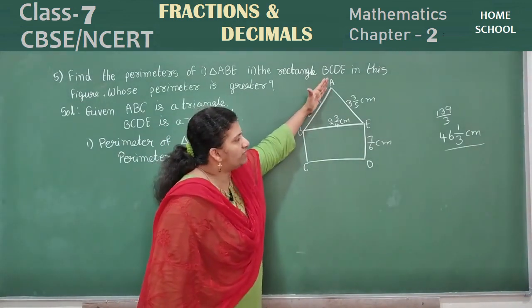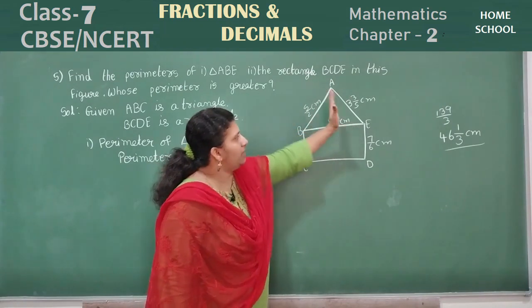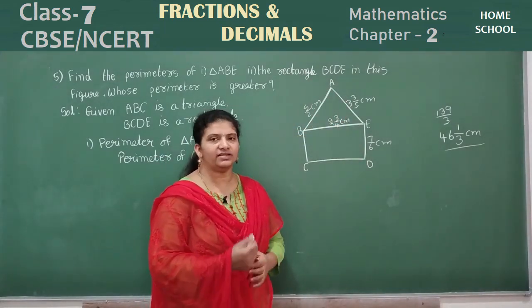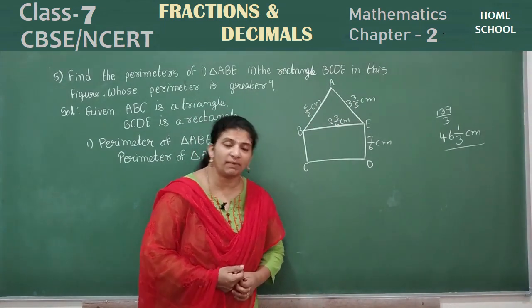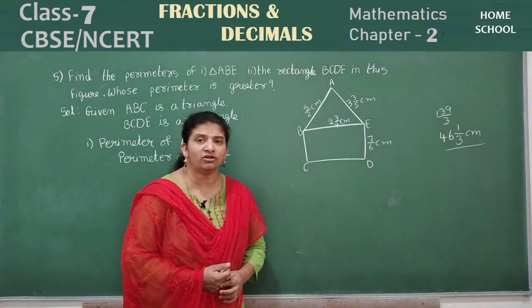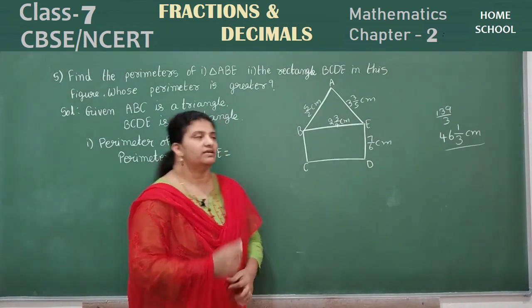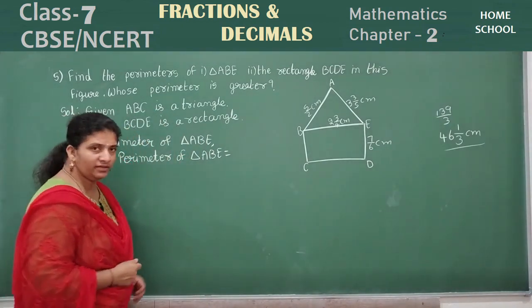See here, the sum of the sides, right? AB plus BE plus EA, if you add the sum, you are going to get the perimeter. So what is the perimeter formula, children? Perimeter of a triangle is equal to the sum of all the sides. Look here, how do we start our solution?